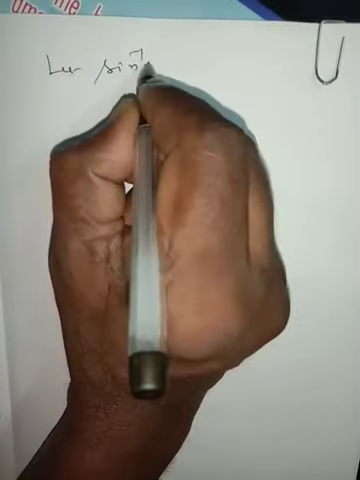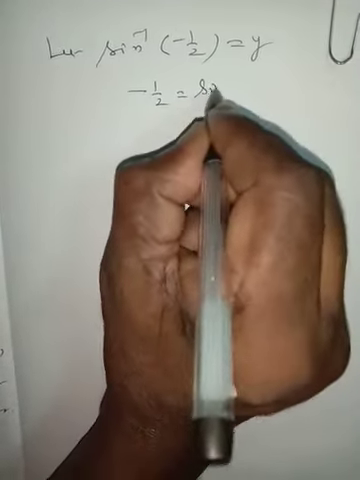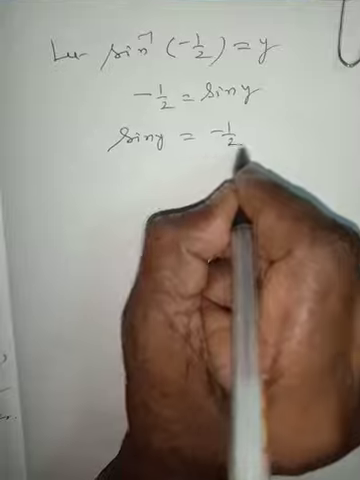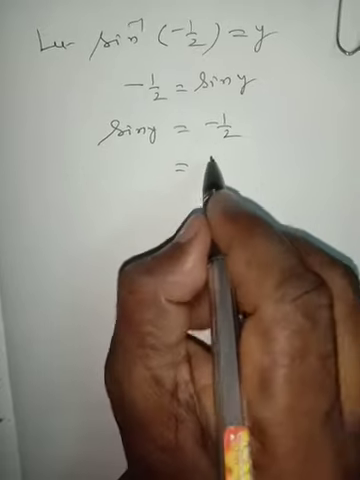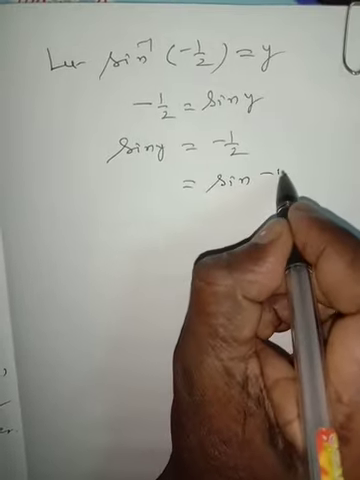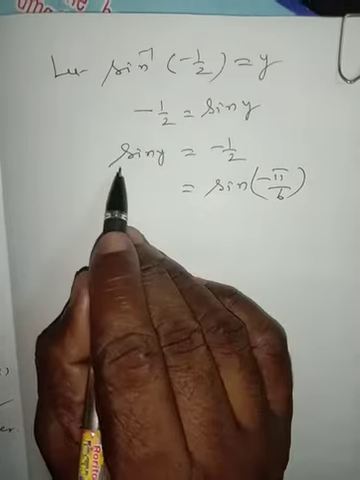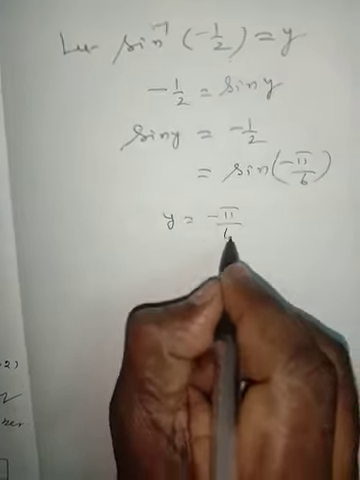Next, sin inverse of minus 1 by 2. Let sin inverse of minus 1 by 2 is equal to y. Minus 1 by 2 is equal to sin y. Sin y is equal to minus 1 by 2. Then sin column 1 by 2 is pi by 6. So sin minus pi by 6. Sin of minus theta is minus sin theta. In this case, taking sin inverse on both sides, we get y is equal to minus pi by 6.